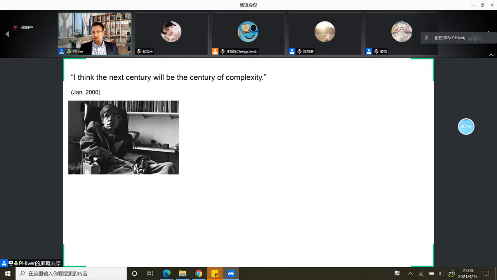You all probably know Stephen Hawking, and surprisingly, he was very prescient because in the year 2000, before he passed away, he said this. He said, "I think the next century will be the century of complexity." Well, in our field, it's been around over 2 decades, and the advance of complexity theory research has not slowed down.